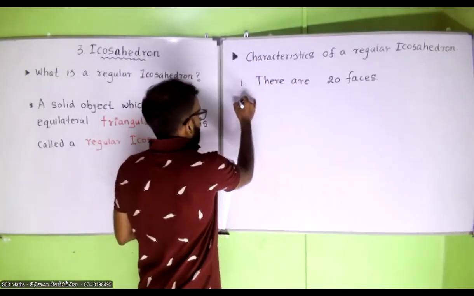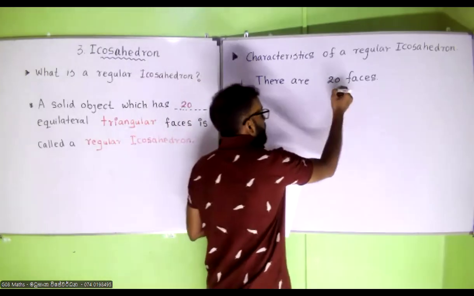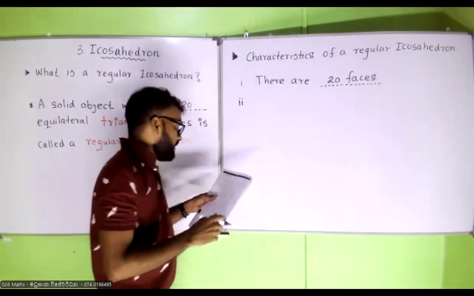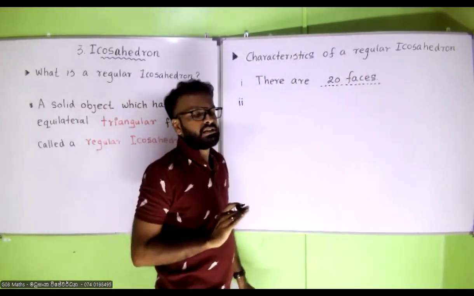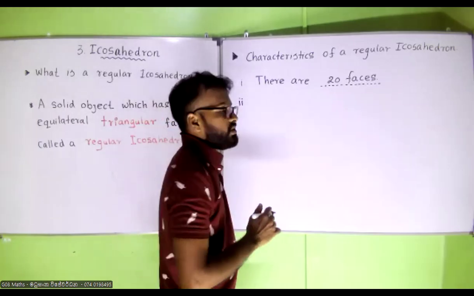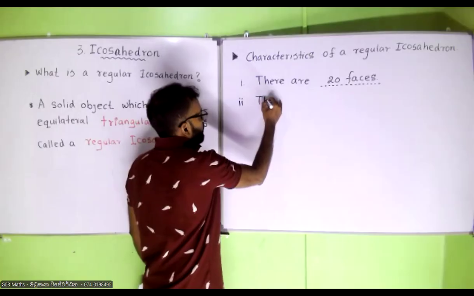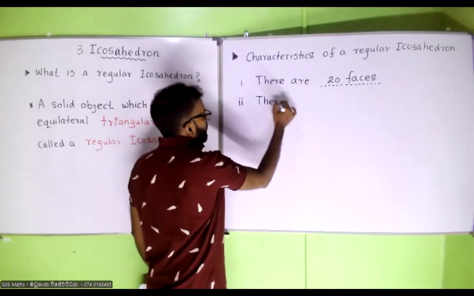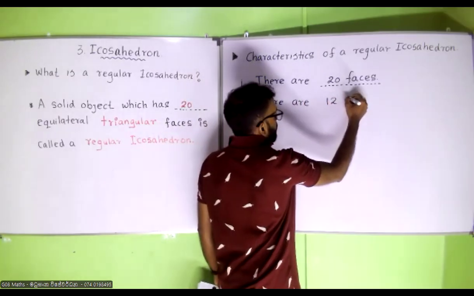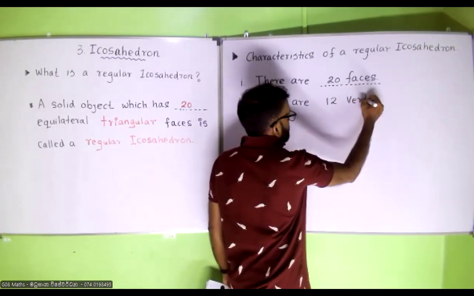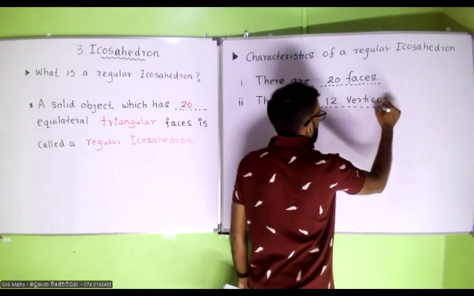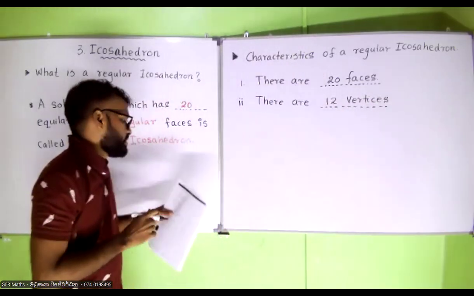So the second one, please fill the blank. You have a blank; please fill it with 20 faces. Then how many vertices are there for an icosahedron? There are 12 vertices.